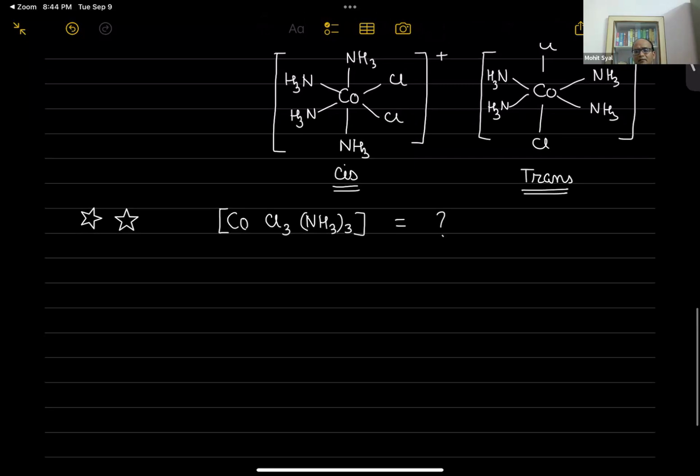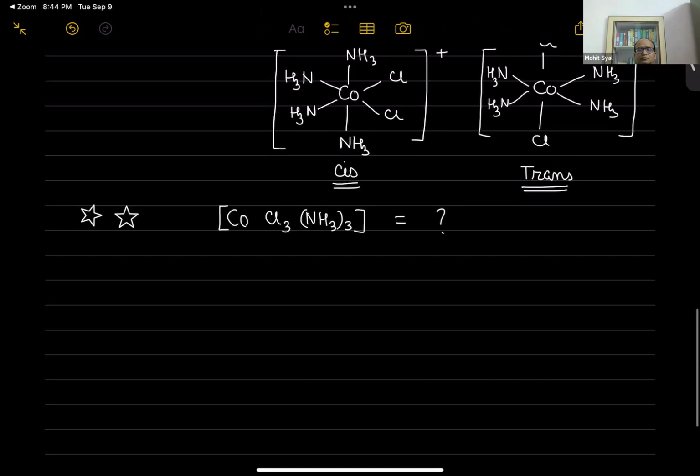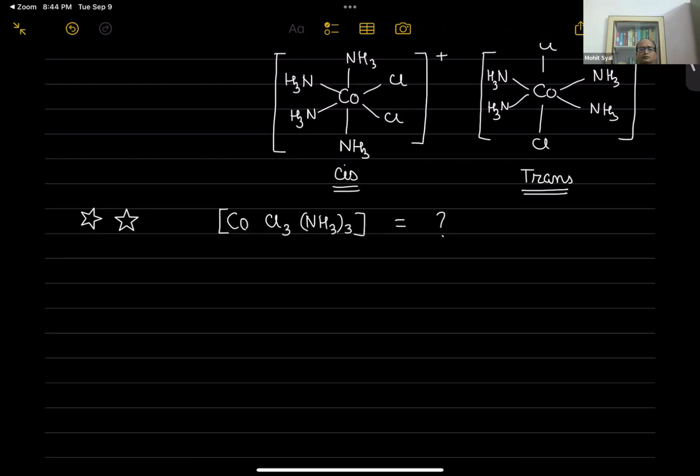Now, Jesslyn, am I audible? Aisha, Marwa, how many are you getting? This is an octahedral complex, that we know because there are 6 ligands. Got it? Two. Yes, 2. And how to draw them?